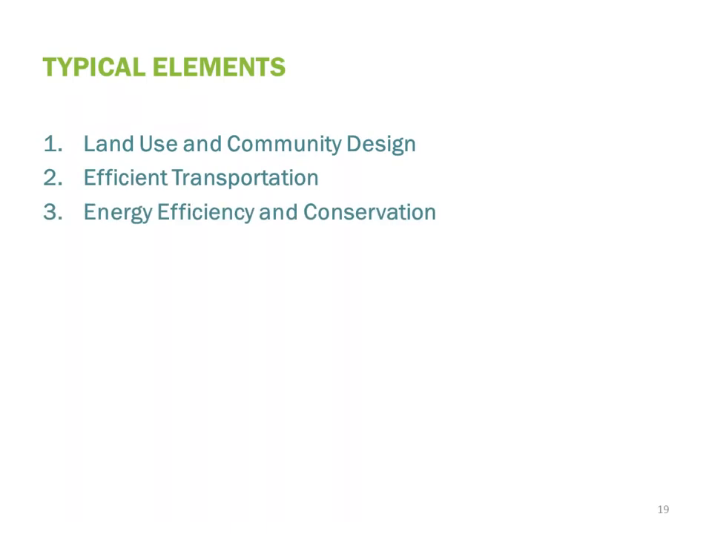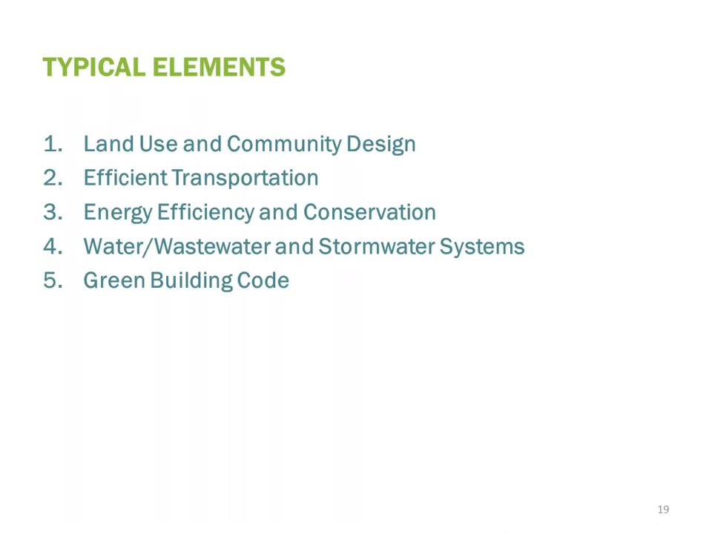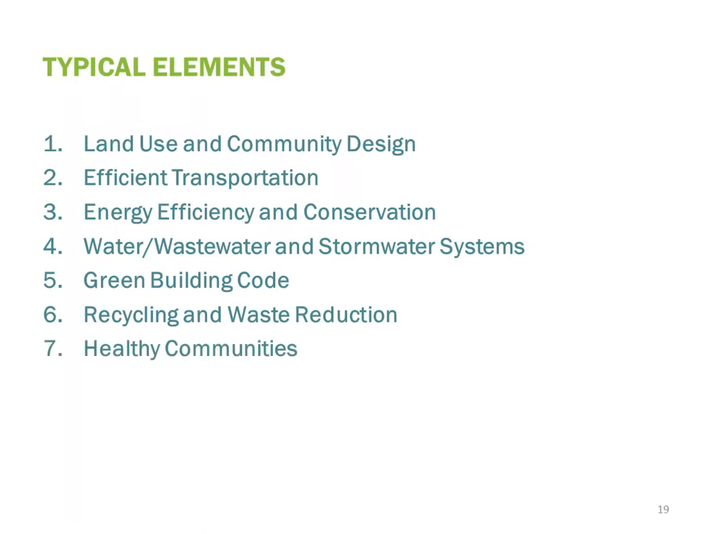The third is energy efficiency and conservation. This focuses on gas and electric energy efficiency and conservation measures. The fourth is water, wastewater, and stormwater systems. This focuses on a sustainable water supply and being water efficient. The fifth element is green building code. Now, this element focuses on building efficiency design. The sixth common element is recycling and waste reduction. This focuses on how to reduce waste.